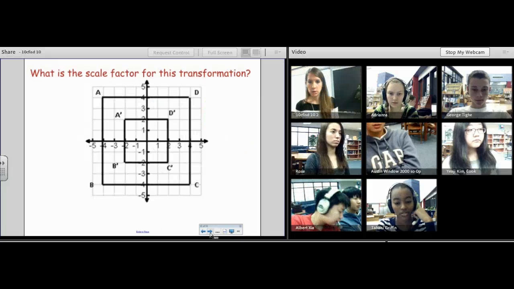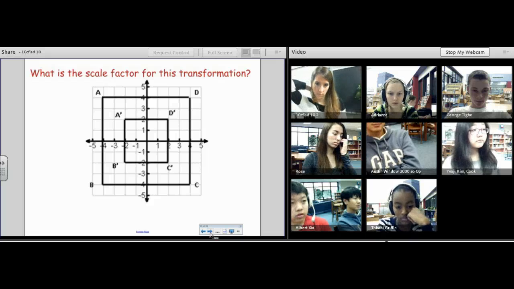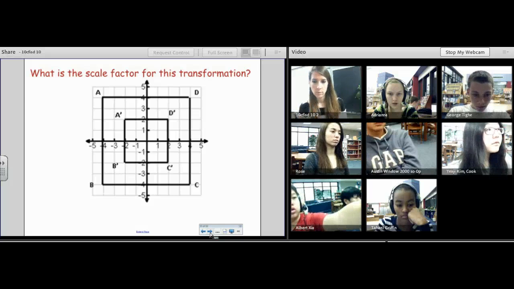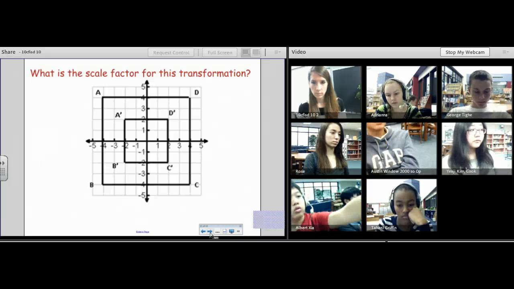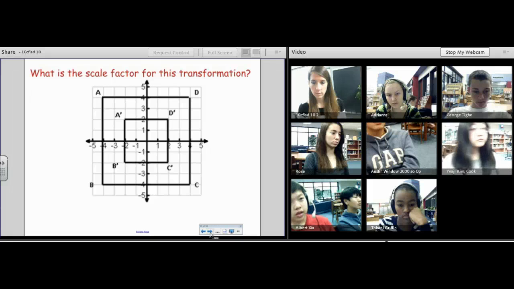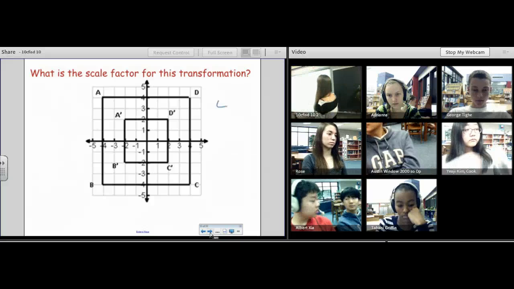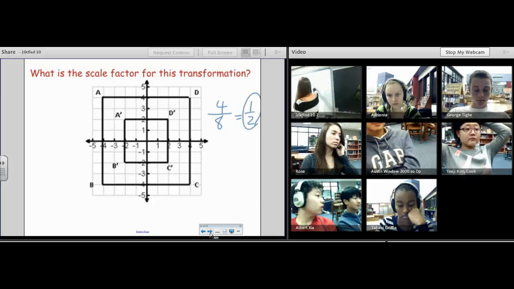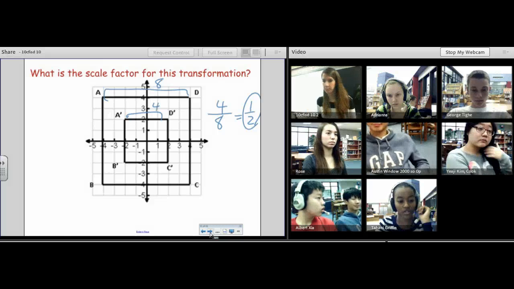Next one, George. This one's yours. Yeah, 1/2, right. So the second one was 4, and the first one was 8, and so that reduces to 1/2. This was 8, this was 4.